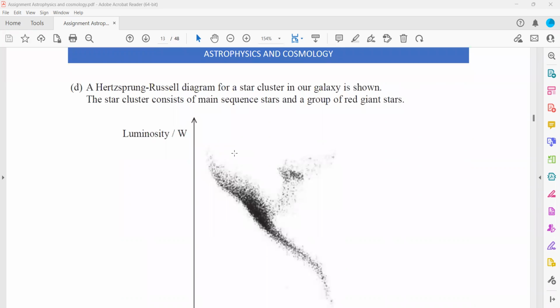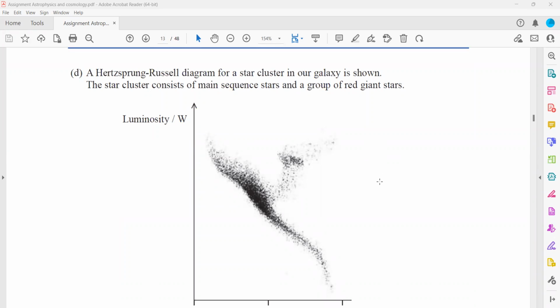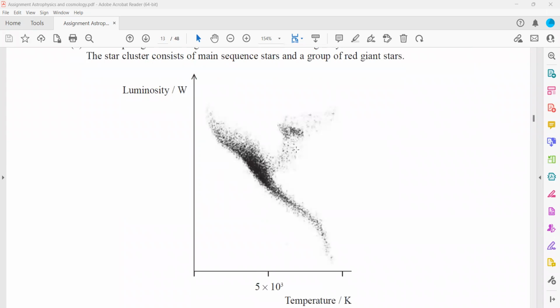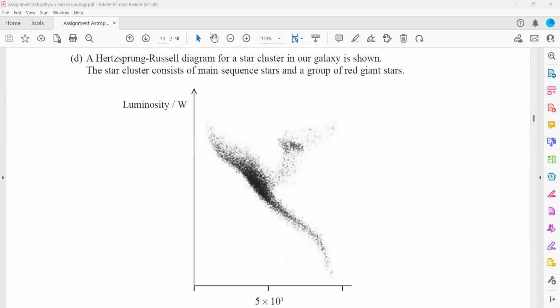The next one is a Hertzsprung-Russell diagram for a star cluster in our galaxy, as shown. You can see most of them are in the main sequence, and this region is about the red giants.